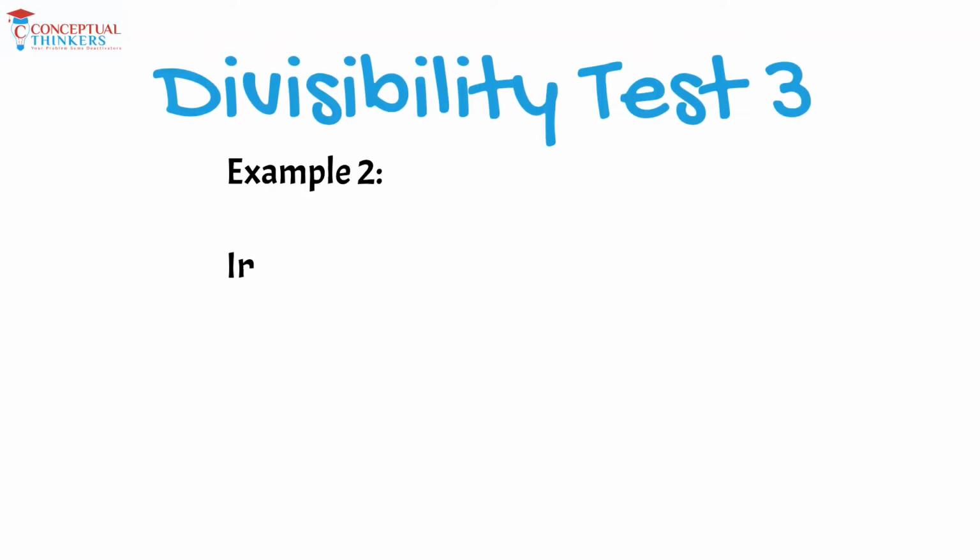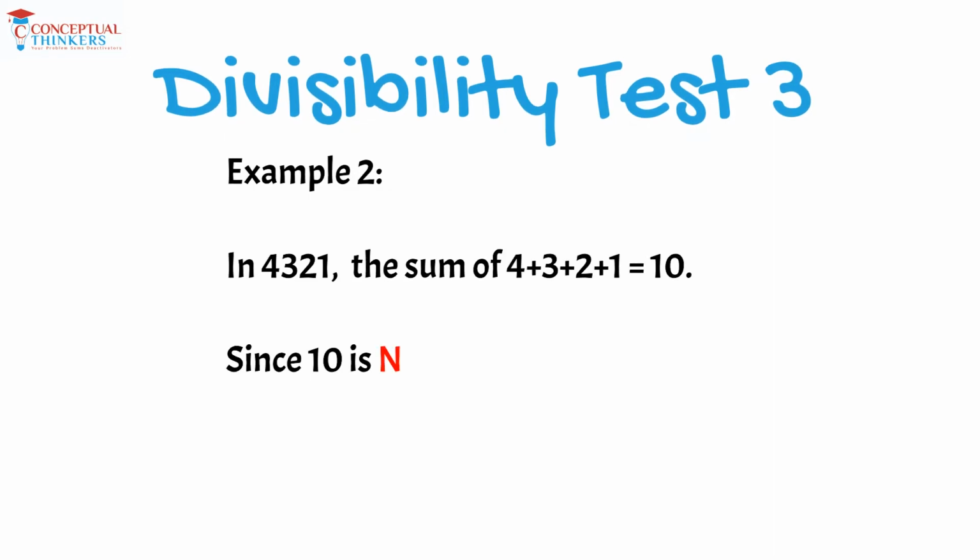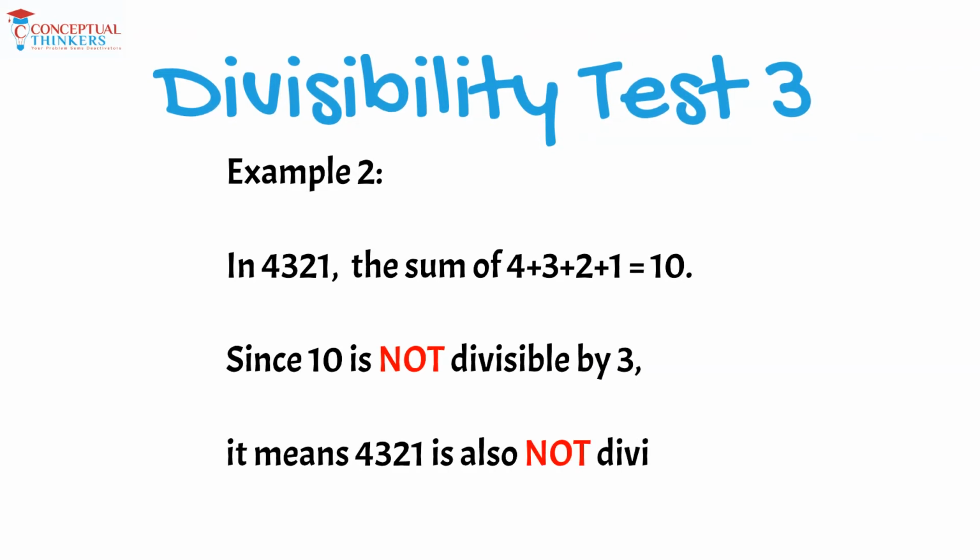Example 2. In 4321, the sum of all the digits gives you 10. Since 10 is not divisible by 3, it means 4321 is also not divisible by 3.